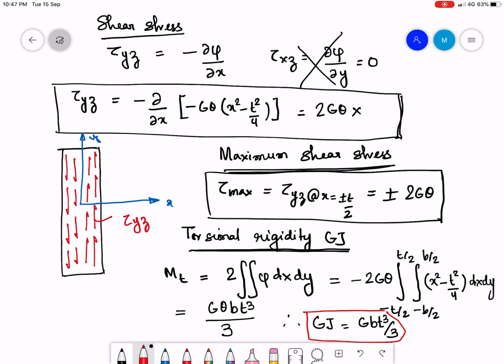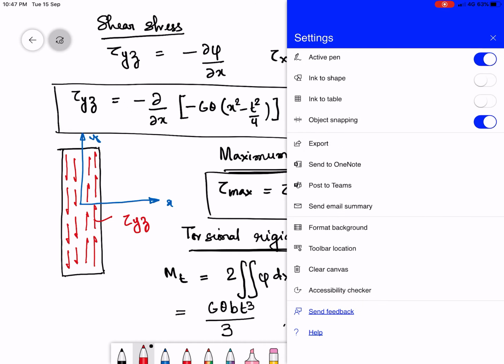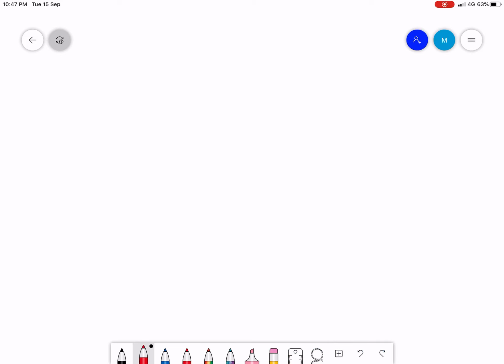Now, let us try to extend what we have studied and see how physically it varies from the actual or exact solution and what implication it has on the approximated solution. So, now let me draw the cross section again.